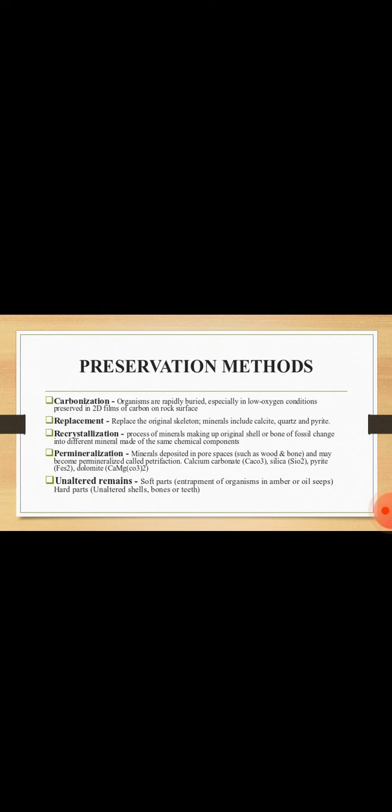Replacement is similar in that minerals seep into the organism. However, the mineral replaces the original organic material as the organic material rots away. In the end, the organism is replaced by the minerals.